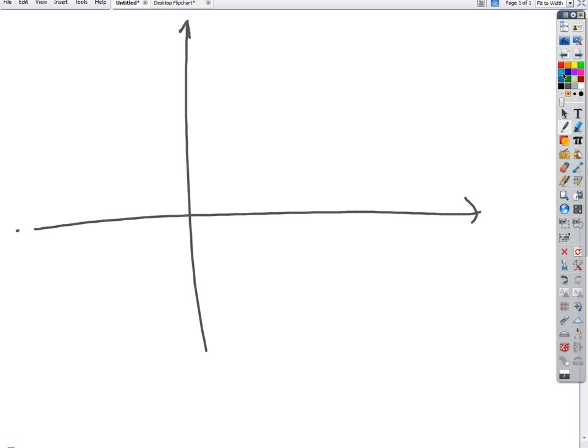If we're just graphing y equals the square root of x, it starts at the origin, and it's going to go over 1 and up 1, so it's going to go through the point 1, 1. And then we just sketch it from there. It just looks like that. So that's the square root of x.